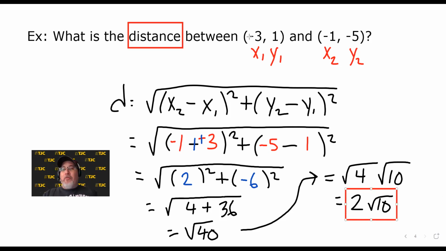If you need a reminder of how to simplify a square root, I do have a video out there on simplifying square roots. In fact, I linked it in one of your modules or an announcement, but if you can't find it, let me know and I'll hook you up with it.